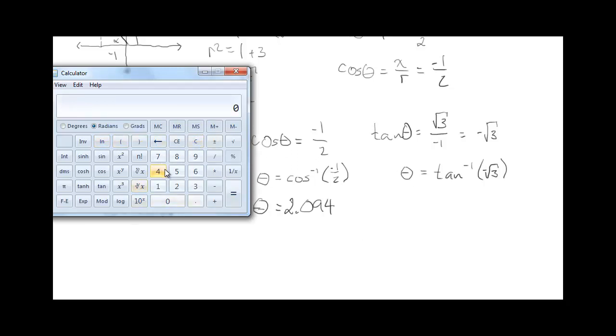Similar thing if I do tangent. So for tangent, I need the square root of 3, that's a negative number. And I want to do the inverse tangent. So here I get negative 1.047.